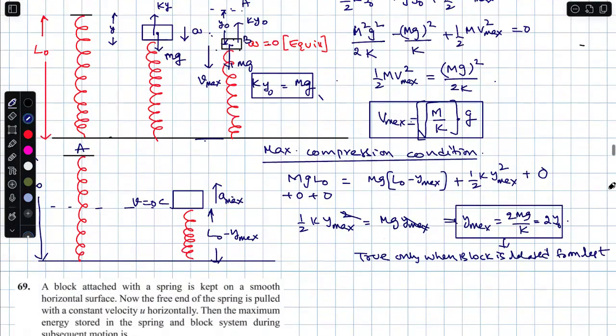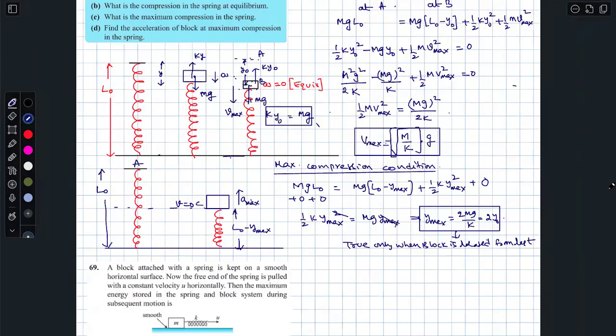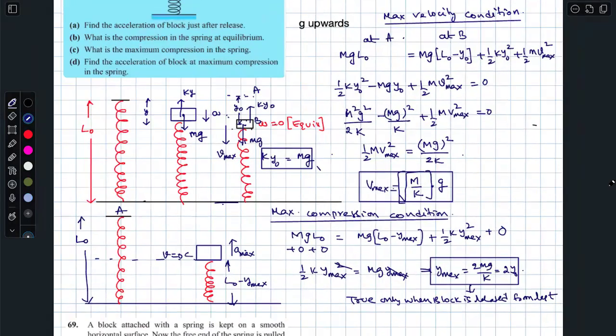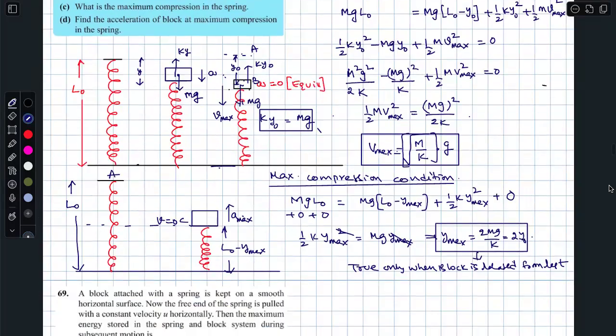Now please tell me, do you have any doubt in the entire derivation part? I have derived two things there. One is the maximum compression condition. The other is the maximum velocity condition. Now if you want the acceleration of the block at the maximum compression, I am prepared to give you.